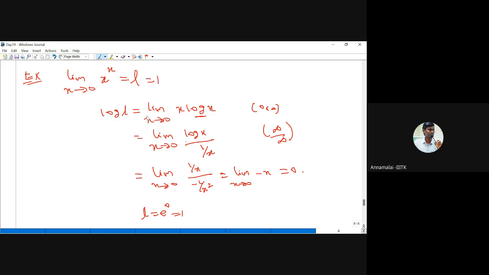Okay, so we have to convert into either 0 by 0 form or infinity by infinity form, and then you have to apply the rule. Okay, so there are plenty of theorems. You just go through it, then you can convert to either one of the forms, either 0 by 0 or infinity by infinity. You'll get the answer. Okay, any doubt in this?